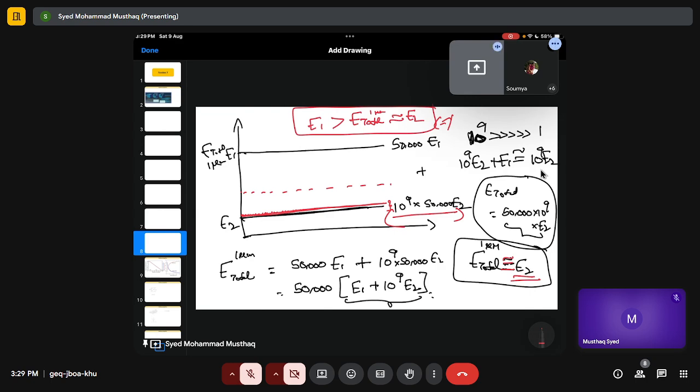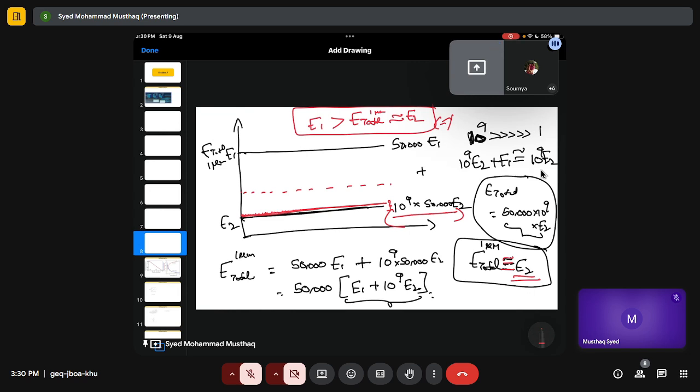So this is the relation. You can understand why we normally say, even though it is indirectly, that nanoparticles have high energy when compared to bulk particles. So this is the reason for the energy difference between nanoparticle and bulk particle.